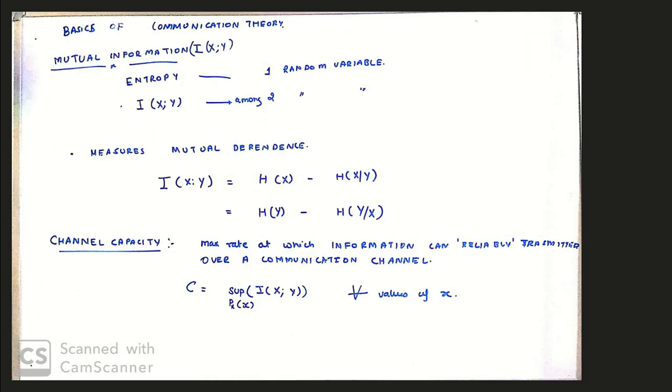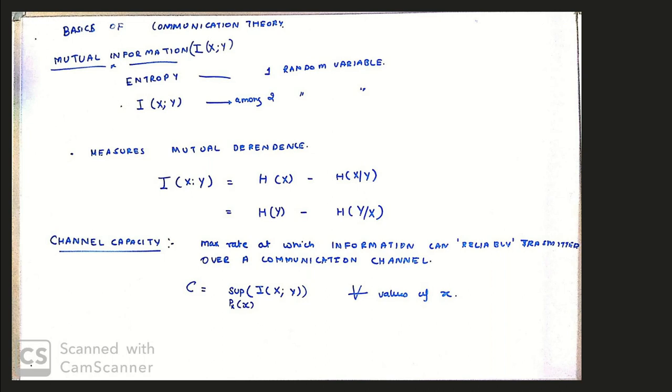Mutual information. What entropy is for one random variable, the relationship between two random variables is defined by mutual information, that is represented as I(X;Y). What mutual information measures is mutual dependence between these two random variables. So mutual information between X and Y is defined as entropy of X minus conditional entropy of X given Y, also equal to entropy of Y minus entropy of Y given X.